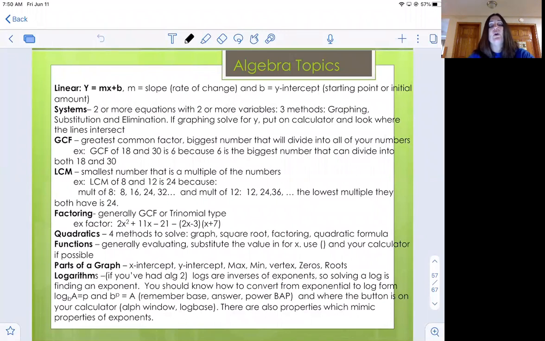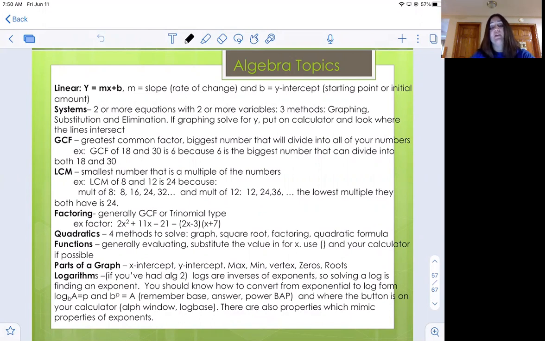Systems, so systems of two or more equations with two or more variables. Usually they don't go above two variables. So they might ask you to find x and y. They may ask you to do it by graphing, so graphing the two lines and knowing that the point where they intersect is your solution. Substitution and elimination are another way to solve those. If you have a graphing calculator, you can always use it and find that point of intersection.